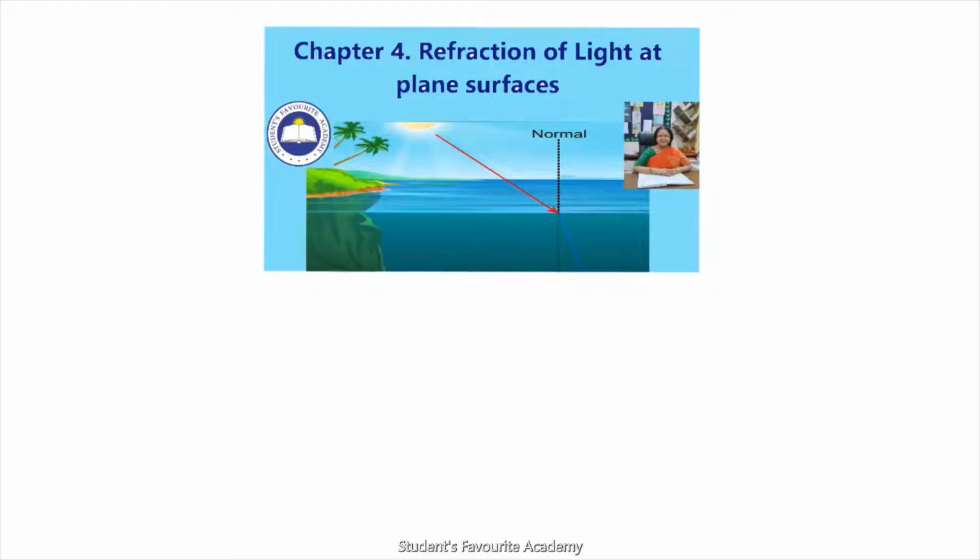Hello children, let us continue refraction of light. In my earlier classes I have finished refraction of light, laws of refraction, the principle of reversibility of light, lateral displacement, and multiple images formed in a thick mirror. Okay, so these all I have finished.